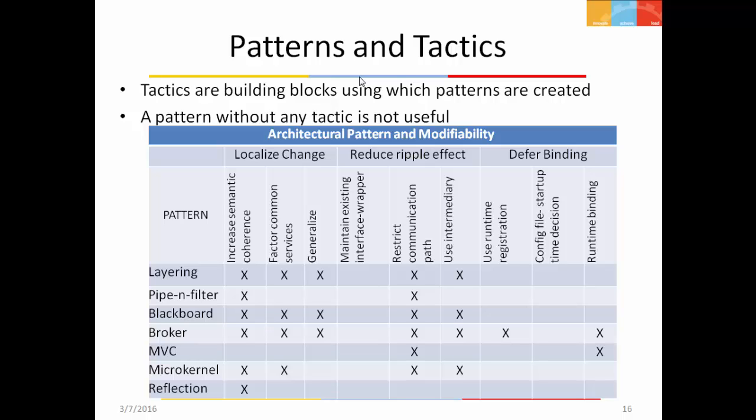Microkernel definitely increases the semantic coherence, and it factors the common services. It also restricts the communication path, and it allows an intermediary to access those internal servers. Then the reflection mechanism certainly increases the semantic coherence. So that's all for the reflection pattern, and that's the end of architectural patterns. Thank you.